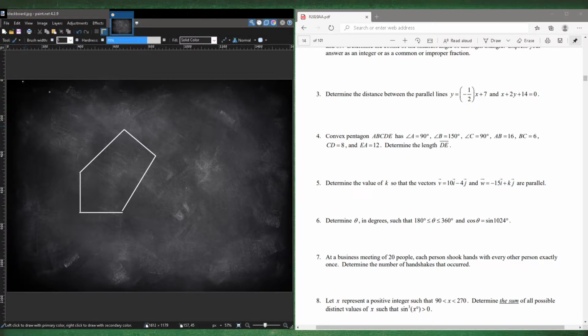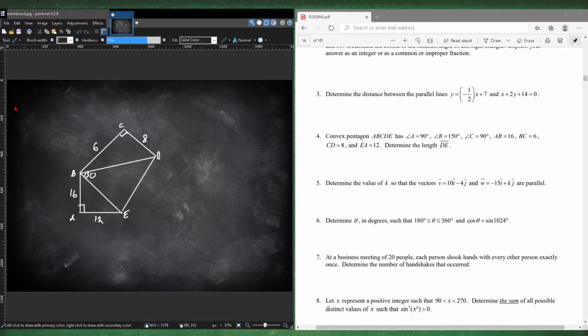So this is just a general picture. It's not really that precise. So this is 90 degrees, this is 90 degrees, this is 150. So this is A, B, C, D, and E. So we have AB is 16, BC is 6, CD is 8, and EA is 12. And we need to find DE. So when I see a right angle, what I like to do is make right triangles. So let's connect these two and these two, and these two and these two.